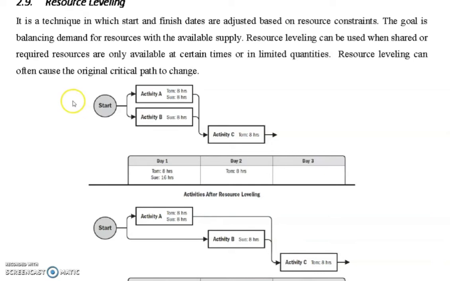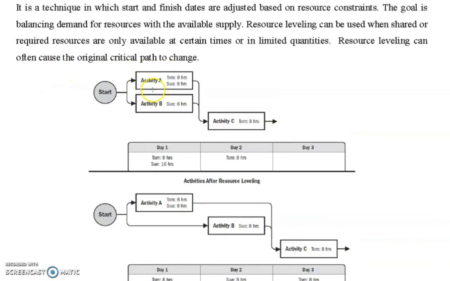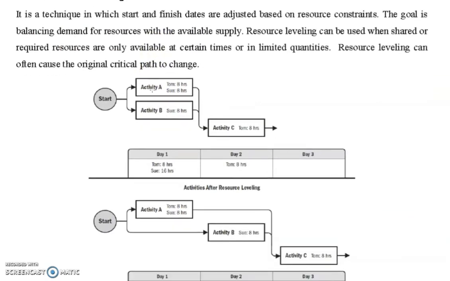So this is why the resources available is very important: availability of resources according to time or money. Let's say the power of the contractor to provide these resources at a specific time is very important in scheduling the time for the project. As we see here, resource leveling can often cause the original critical path to change because of the resource availability and resource leveling. So the ability of the contractor to provide these resources is very important.